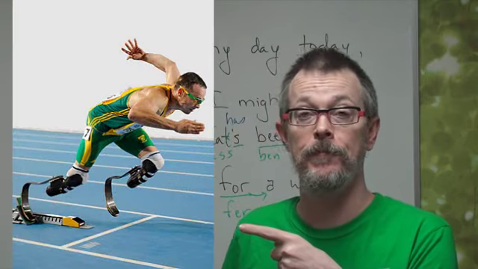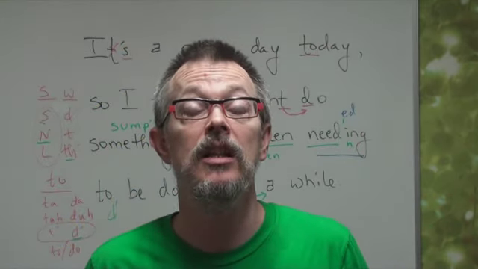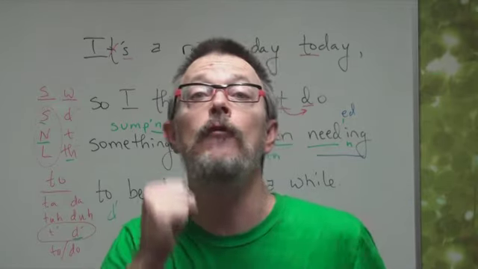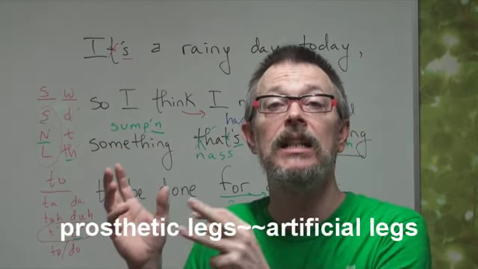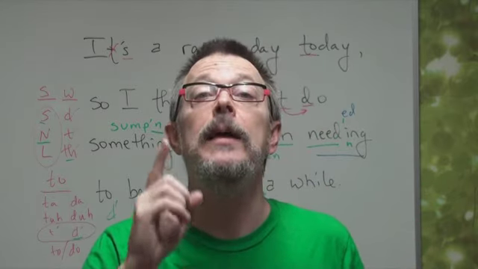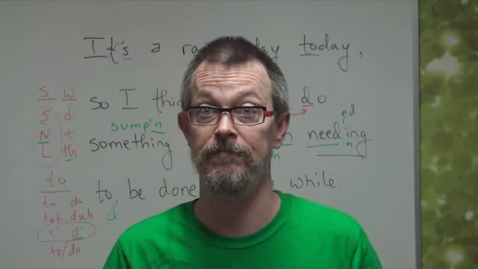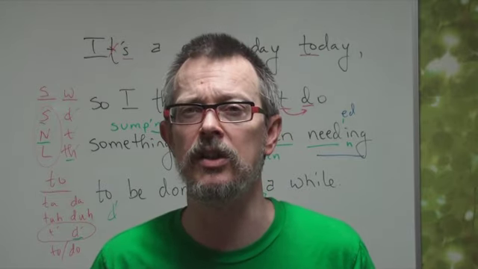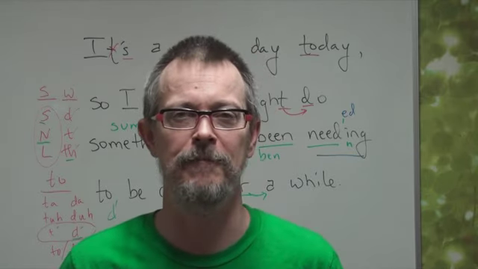Look at this guy. This man might be in the 2012 Olympics in London, and he might be running for South Africa. Those are prosthetic legs. They're artificial legs. But they probably will allow him to run in the Olympics. Yes. What do you think? Who will be faster, Usain Bolt or this guy? I forgot his name, sorry.